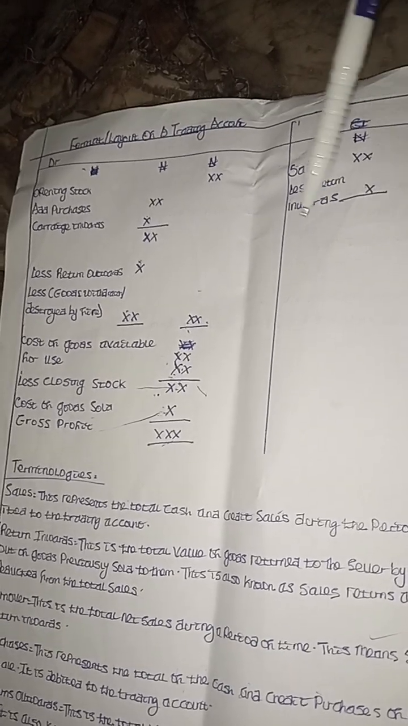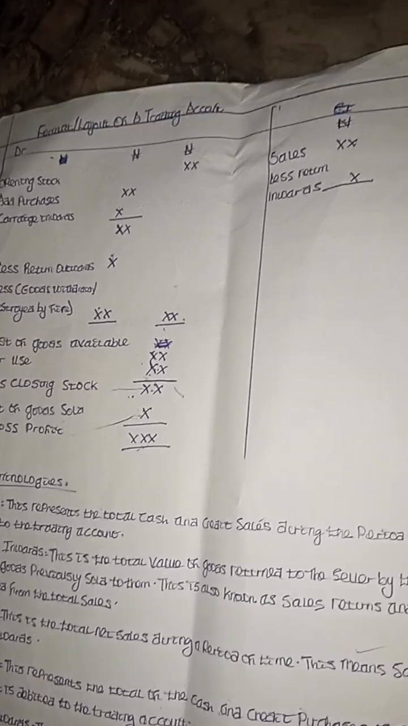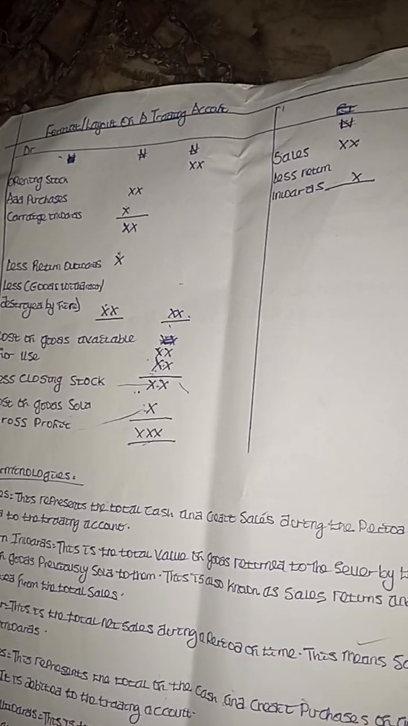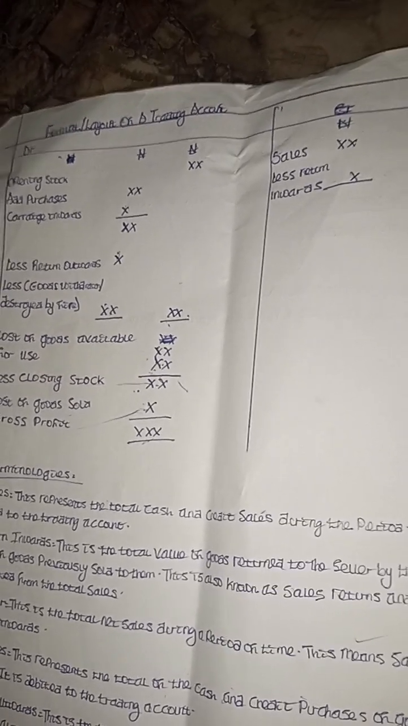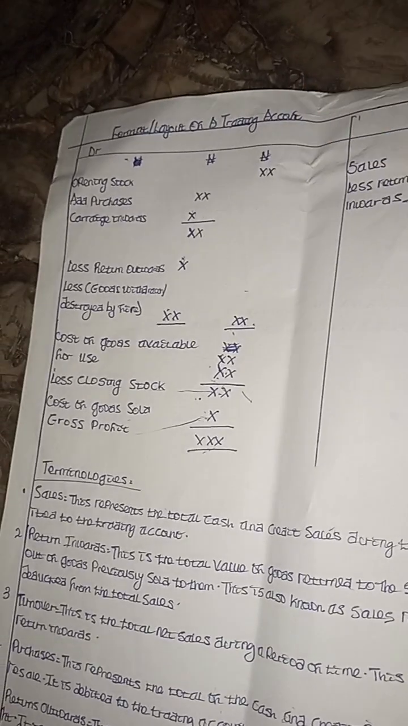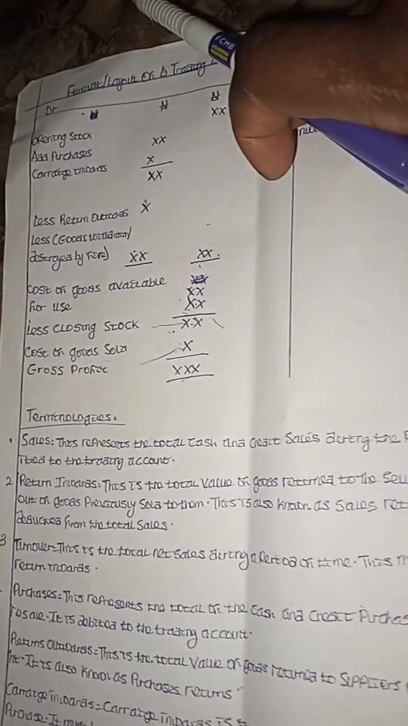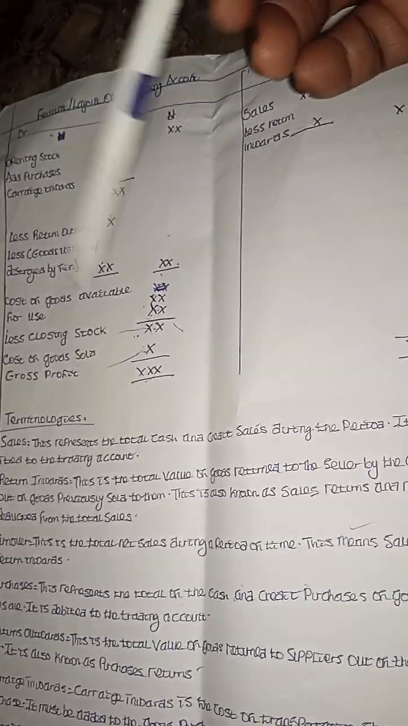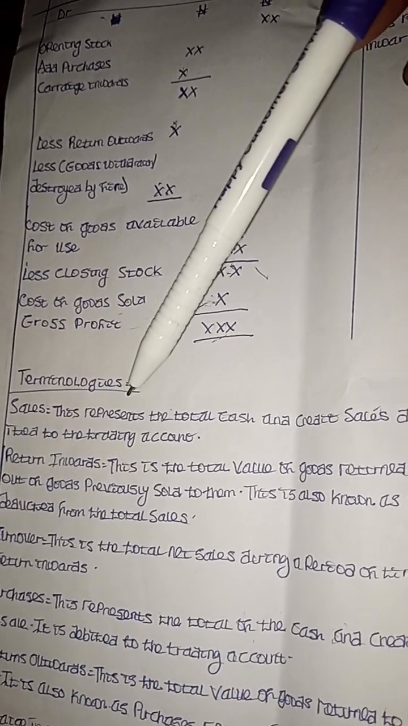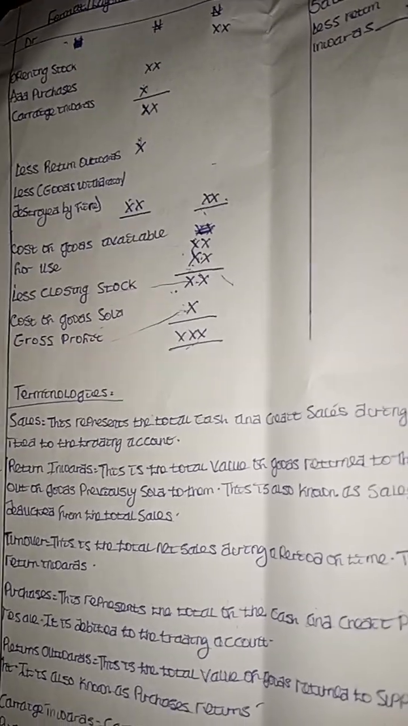So at the end of the day, sales minus sales return gives us what we call net sales. That brings us to the word called net sales. Yes. So at the end of the day, we'll have our trading accounts. Now look at the terminologies, which have been explained in our previous videos. All of these terminologies here are the information about the trading account.